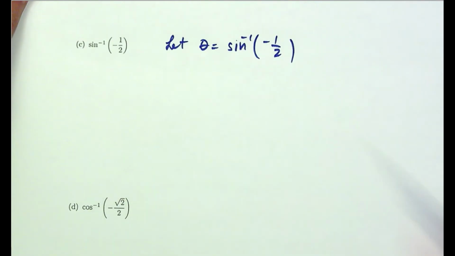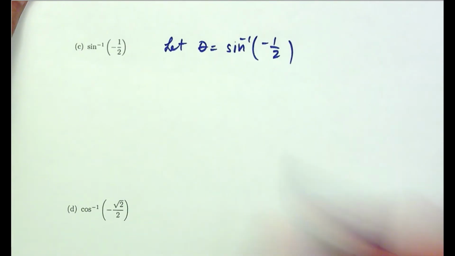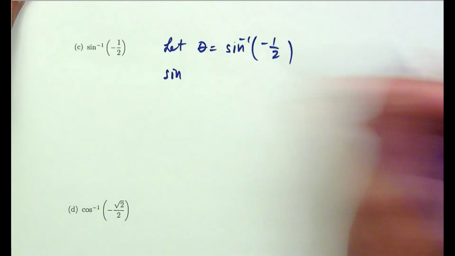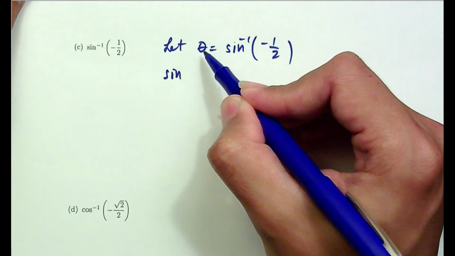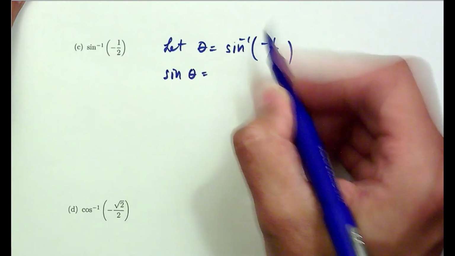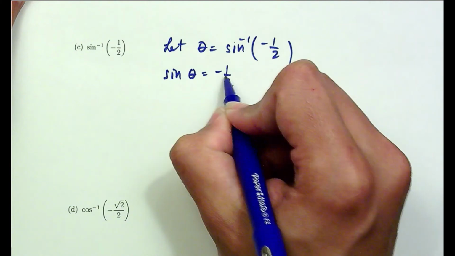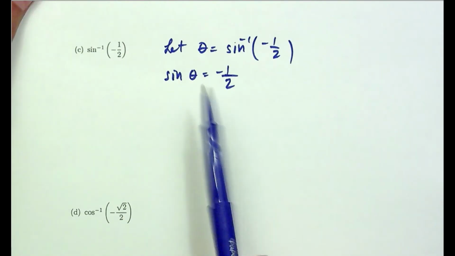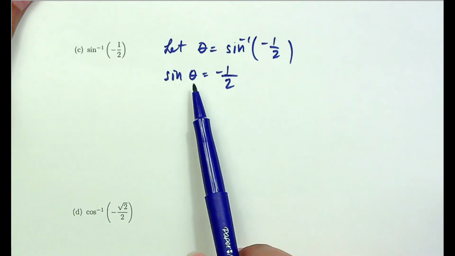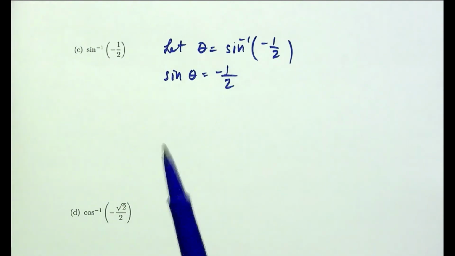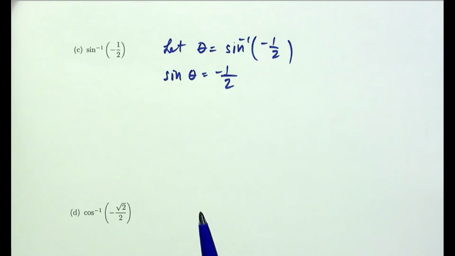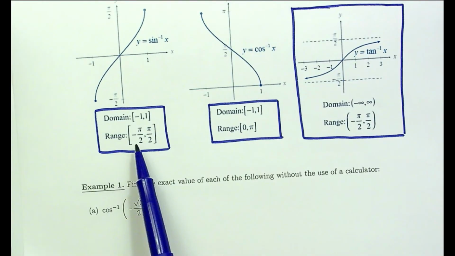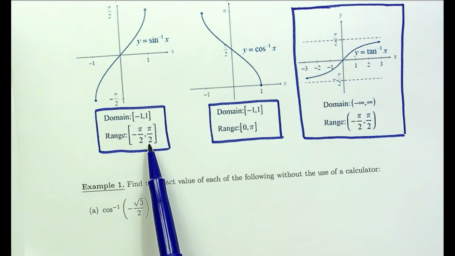Okay, now rewrite that without using inverse function. Rewrite that using the regular sine. So the output becomes the input, and the input becomes the output. Okay, so we want to figure out an angle whose sine is negative a half, first box. Second box, that angle has to be in the right place. And for sine inverse, the right place is between negative pi over 2 and pi over 2.